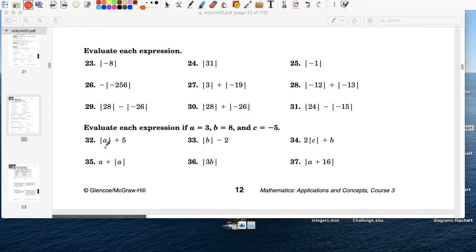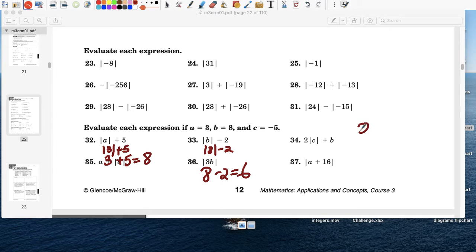So A is 3. So absolute value of 3 plus 5. What's the absolute value of 3? Absolute value of 3 is 3 plus 5. Call 8. B, B is 8, so I'm going to put an 8 over here. Absolute value of 2. So what is the absolute value of 8? 8. Absolute value of 8 is just 8 minus 2. Now that's 6.